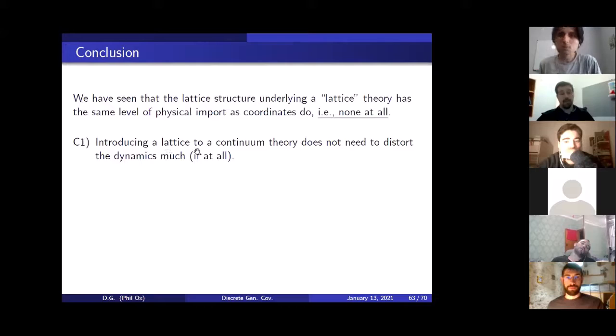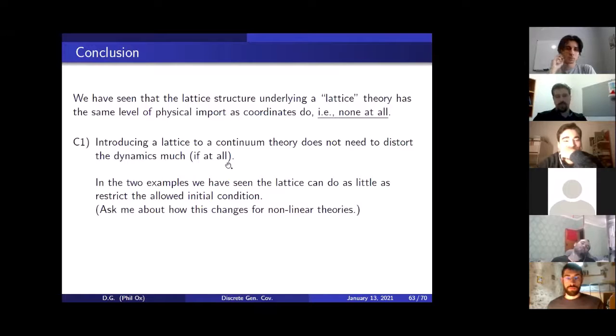Okay. Introducing the lattice to the continuum theory doesn't need us to distort the dynamics much, if at all. No distorted heat rate decays, no distorted, what are they called? Dispersion relations, right? If you did that to the Klein-Gordon equation. In the two examples we've seen, the lattice does as little as restrict the allowed initial conditions. And this changes a little bit for nonlinear theories, which I have an example of in the after slides to the talk. But still, it's mostly the same-ish.